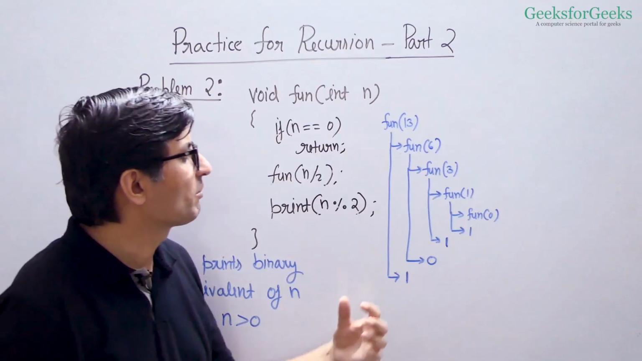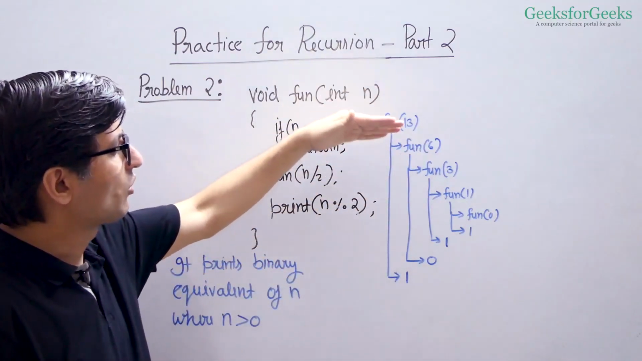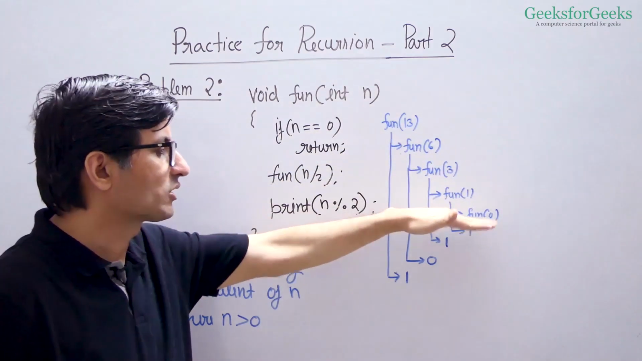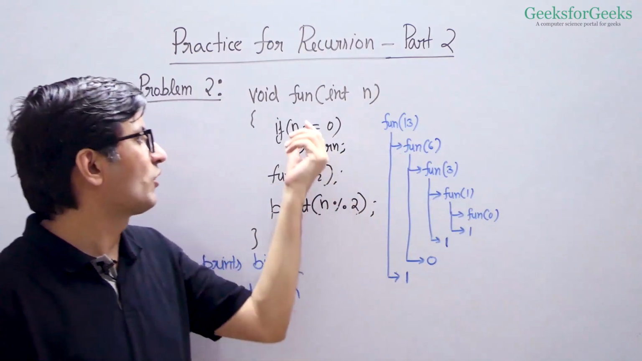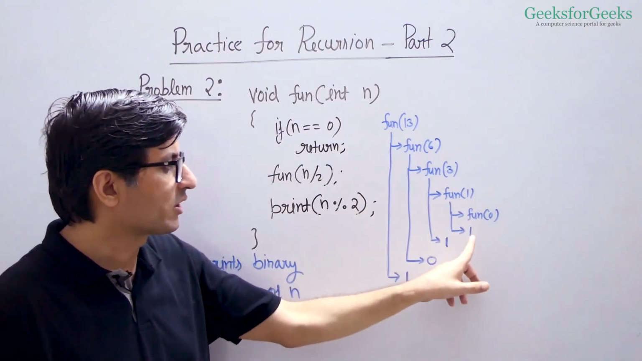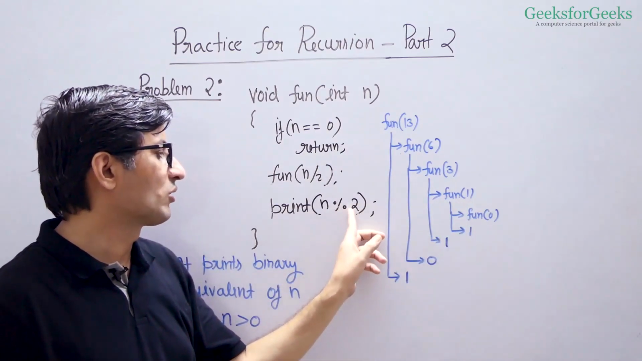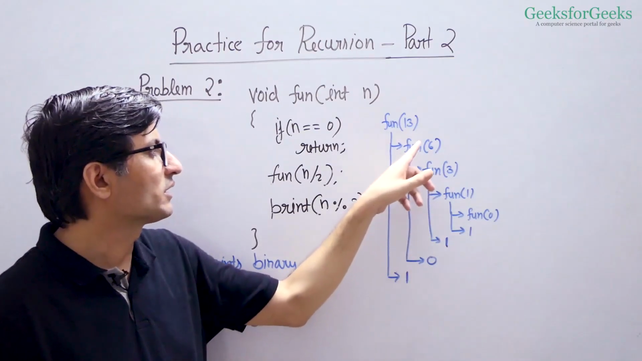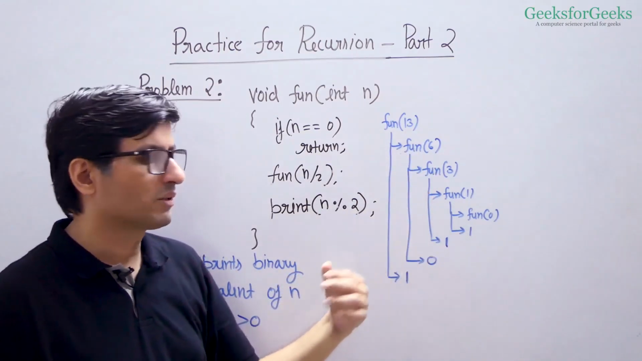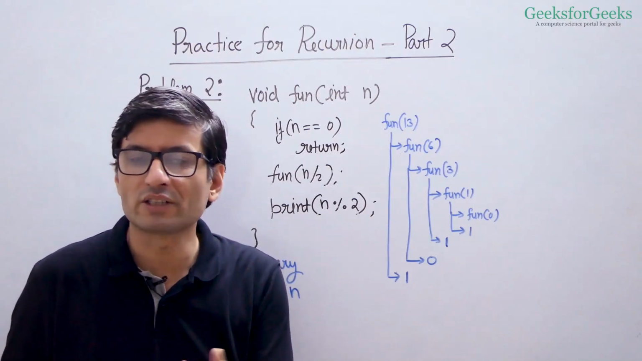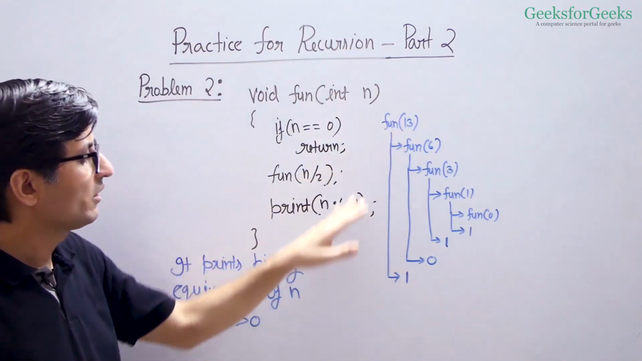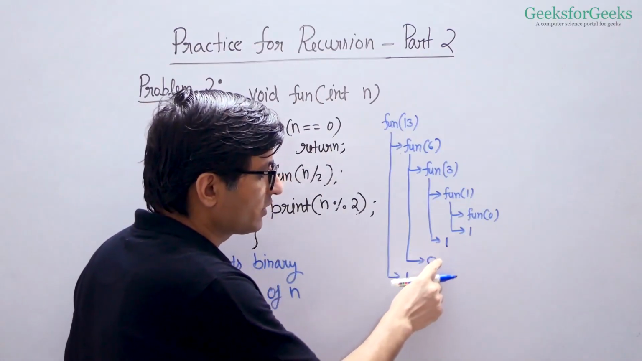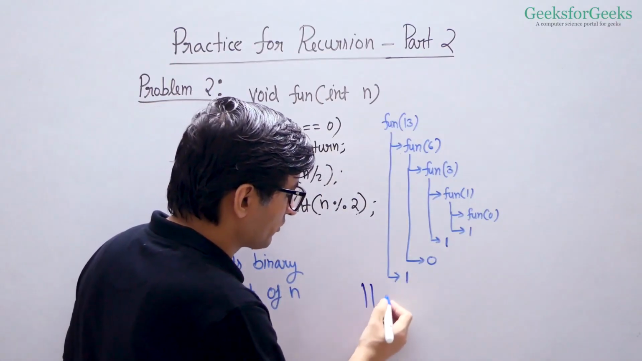Let's see one more example for n equal to 13. When you call for 13, it calls for 6, then it calls for 3, calls for 1, and then calls for 0. So when you call for 0, you fall into the base case. Then fun 1 gets the control, it prints 1 modulo 2, 1, right? Then fun 3 gets the control, it also prints 1. Fun 6 gets the control, it prints 0, because 6, when you divide by 2, the remainder is 0. For 13, the remainder is 1, and you get the output as 1, 1, 0, 1. So this is what is printed on your screen.